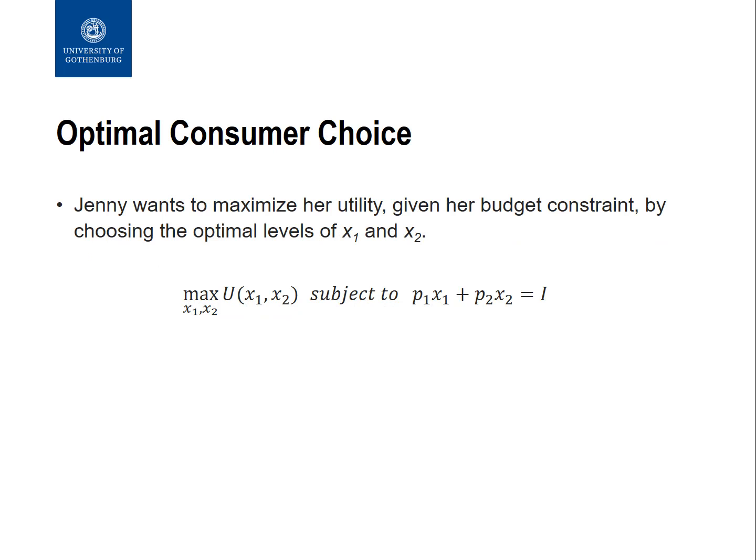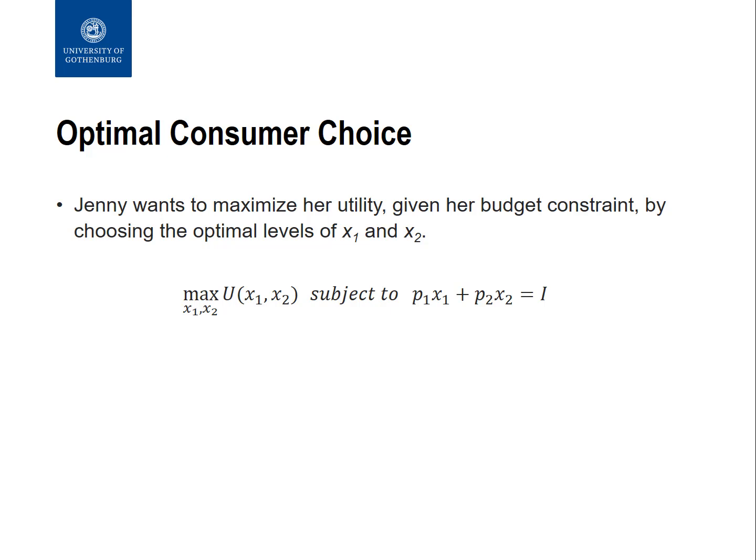So Jenny is a consumer and her objective is to maximize her utility. The problem is to find the optimal quantities that maximize her utility while respecting her budget constraint. So you can write this as maximize the utility, which depends on x1 and x2, subject to the budget constraint. Note here that we use the equality between income and expenditures.